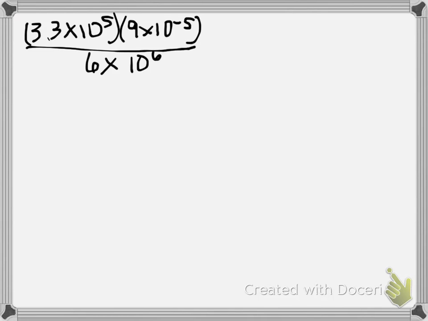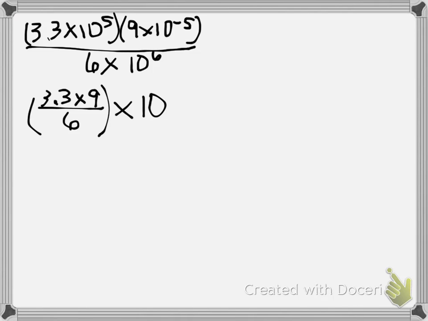So here's the second way of doing this problem. What if I pull out all the coefficients at one time and I deal with all the exponents at one time? In other words, I have 3.3 times 9 divided by 6, and I'm going to multiply that by 10, and in the numerator I have 5 plus negative 5. So those are the two that are getting multiplied. But then I'm going to take away 6 because of the subtraction with the division.